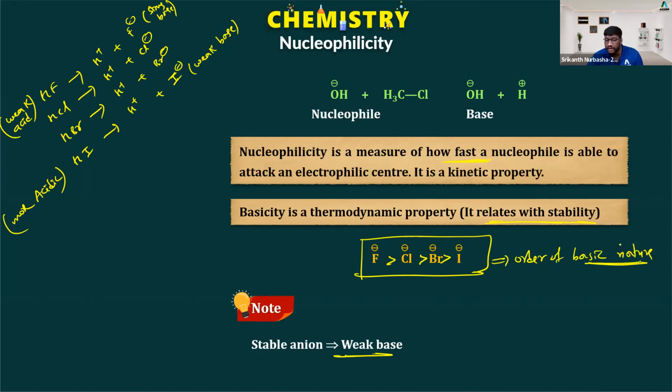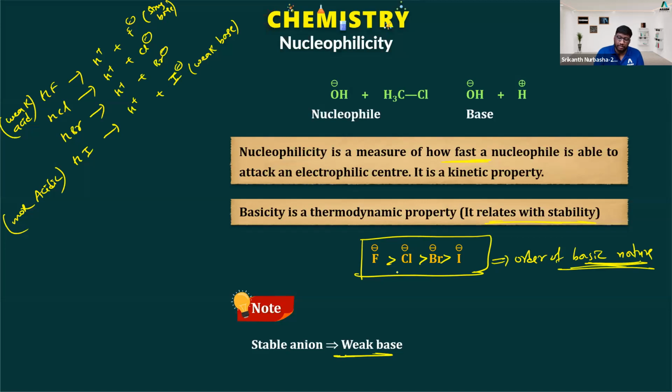Okay, understand this point. The nucleophilicity and the basicity order in a period is almost the same. Whereas in a group, the nucleophilicity and basicity may or may not have the same order. We'll discuss that point. And in a group, if you are trying to compare nucleophilicity order and basicity order, that depends upon solvent. Solvent comes into picture.